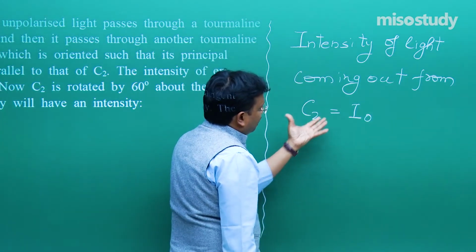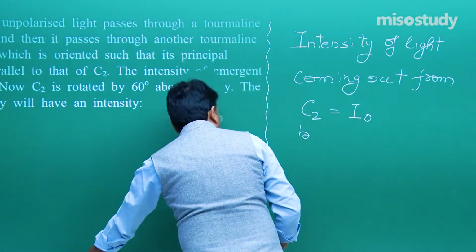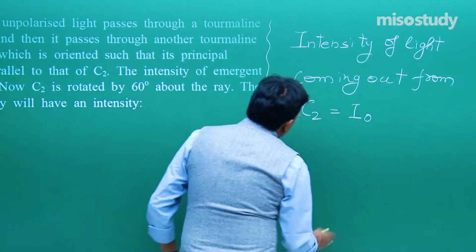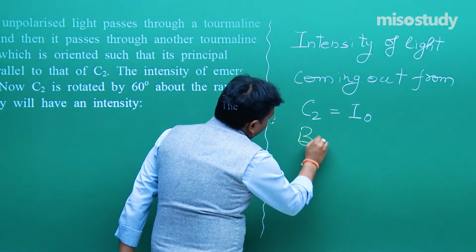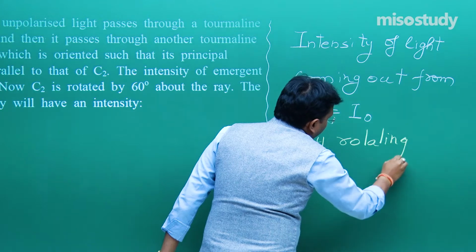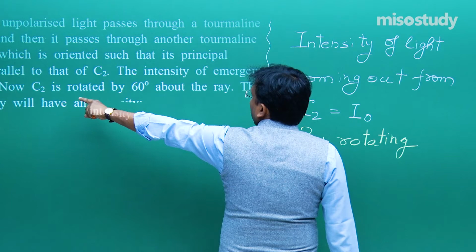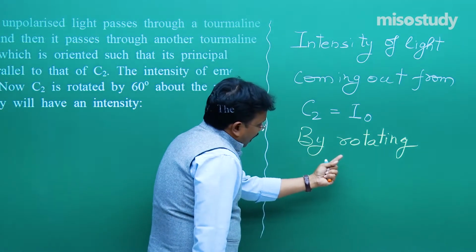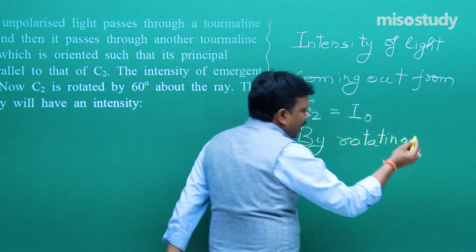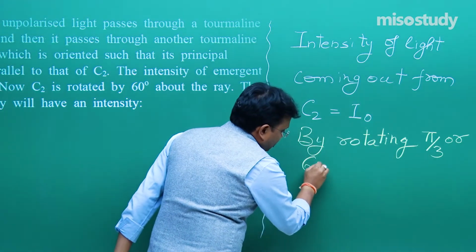So, intensity of light coming out from C2 is I naught by, I think I should use a different color chalk for this next statement, that is by rotating 60 degree. It is given now C2 is rotated by 60 degree. So, by rotating either you can say pi by 3 or 60 degree as you wish.